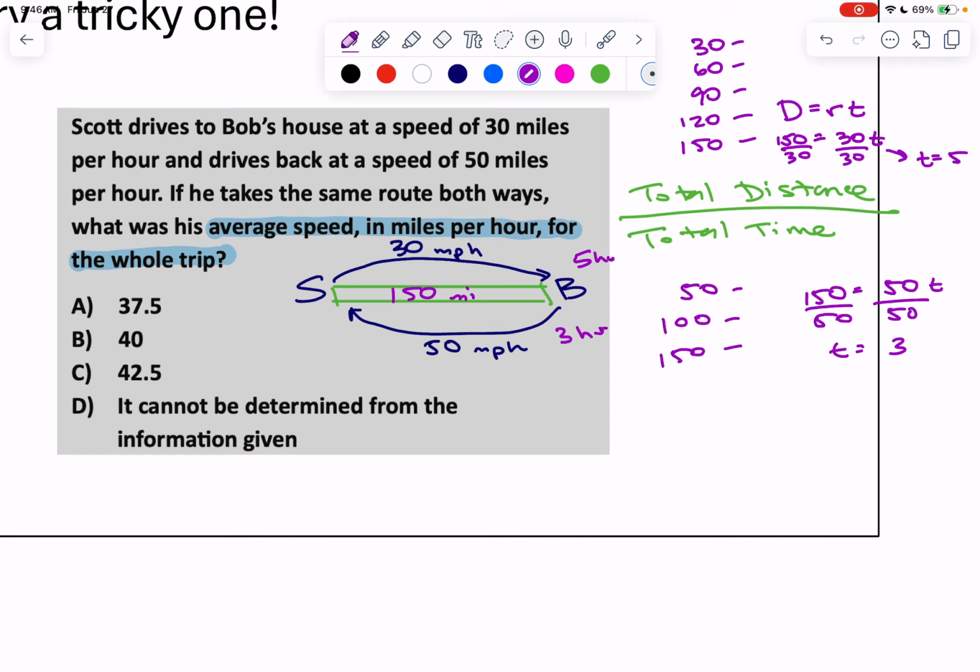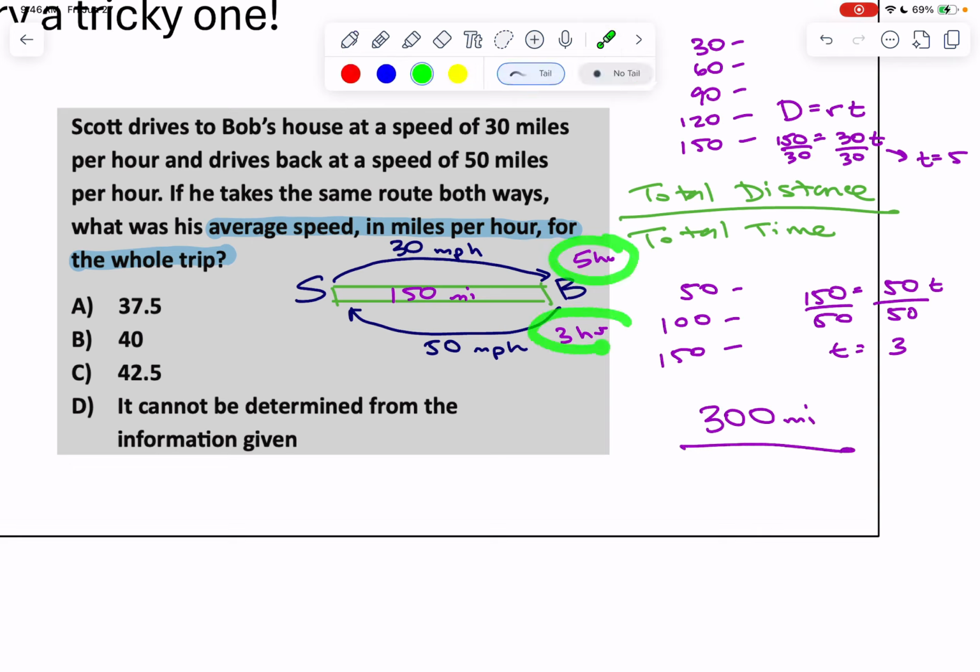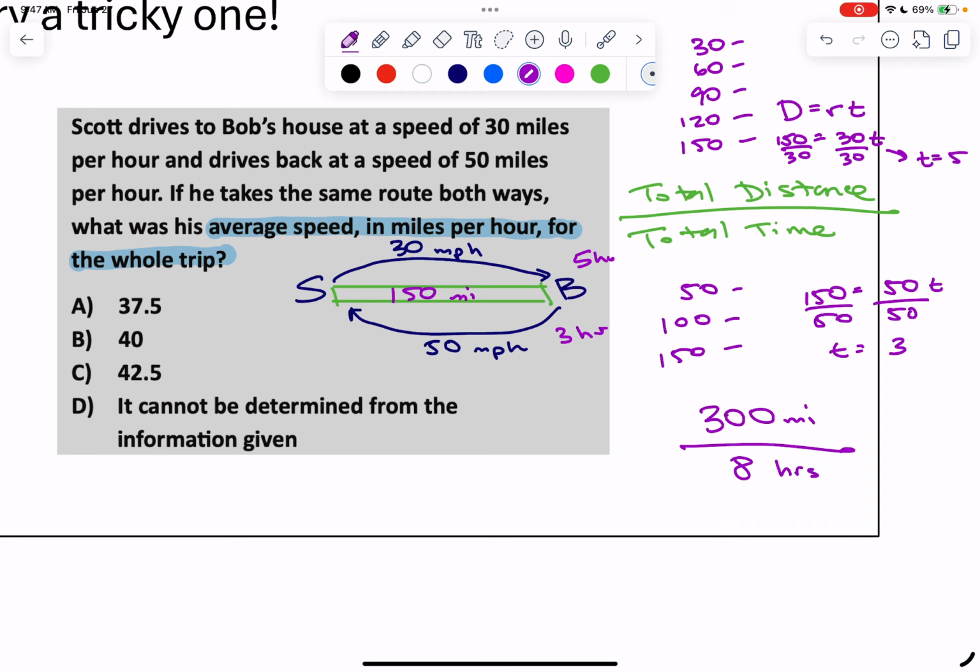So what is my total distance? Well, going there 150 miles and then coming back 150 miles, my total distance is 300 miles. And I'm going to divide that by my total time. Well, it was 5 hours there and 3 hours back. My total time would be 5 plus 3, which is 8 hours. When I go ahead and punch that out on my calculator, I get 37.5.